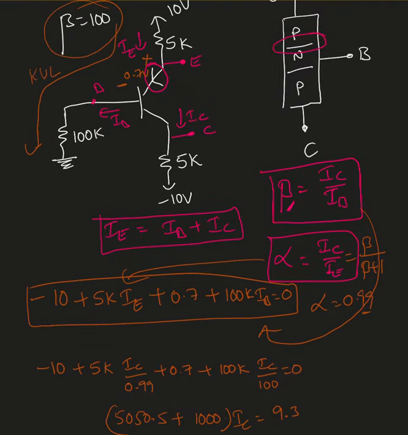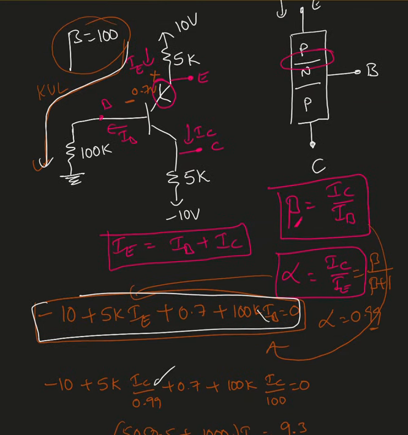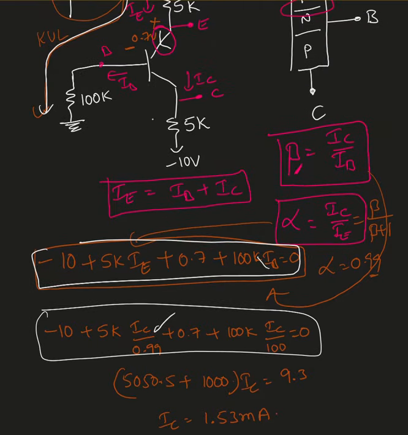So here what I did, I applied the KVL equation along that path. Here is the KVL equation I end up with, and I substituted IE equal to IC over alpha and IB equal to IC over beta. Okay, then I solve the equation. After substitution and solving, I end up with the IC value as 1.53 milliampere. So IC is right here, that value is 1.53 milliampere.